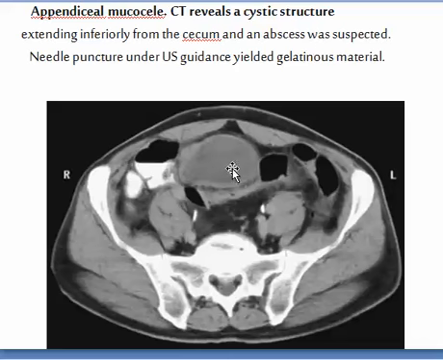We have a cystic structure, and a cystic structure has a long differential, but if we can correlate it with the cecum, an abscess should be suspected. A needle puncture under ultrasound guidance that reveals gelatinous material, that's an inert area, or what we call a mucocele, a markedly distended appendix containing gelatinous material.